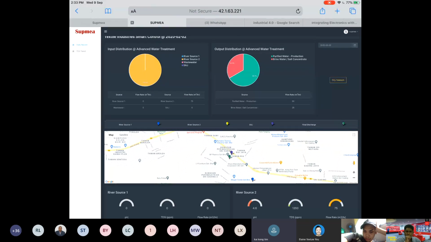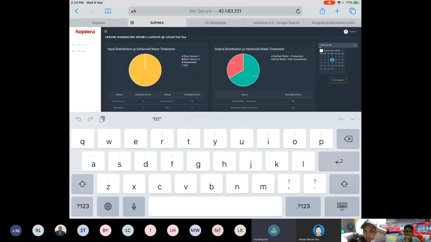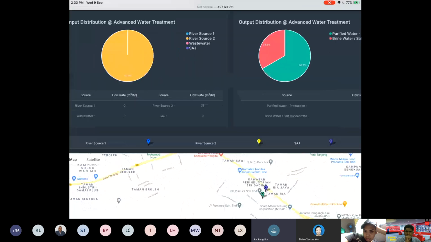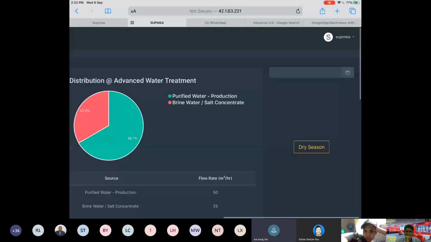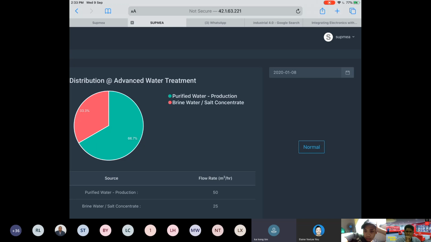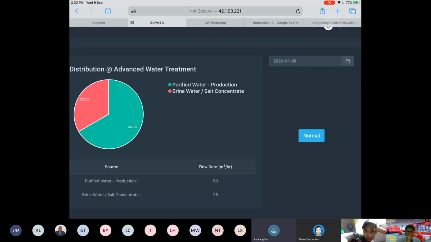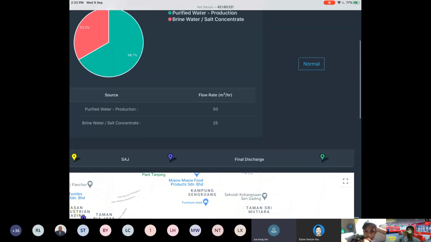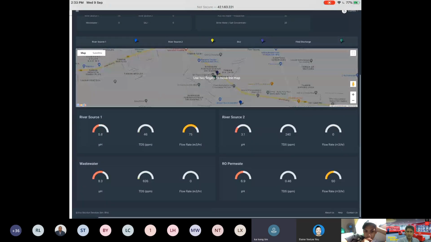So let us see about the big data. The big data is actually, let me zoom in a bit. Okay, so we have this. Okay, so I selected January, 8th of January. This cloud-based computing will tell you that at this moment, this date, it is under a normal scenario, whereby most of the water source is running at normal season.